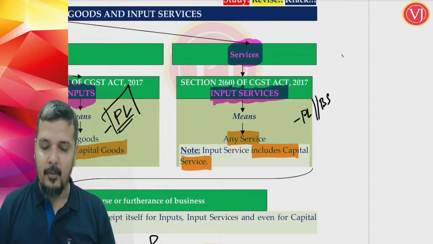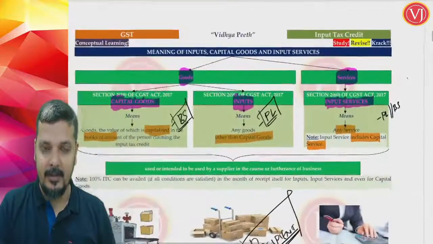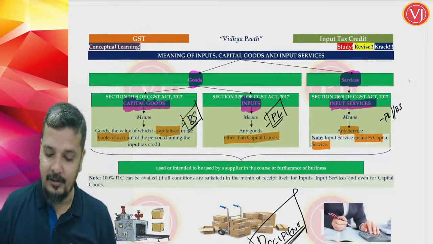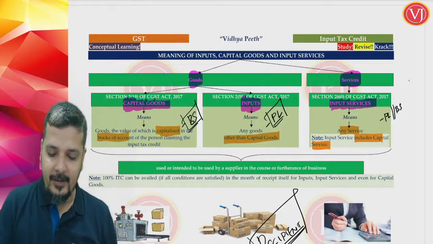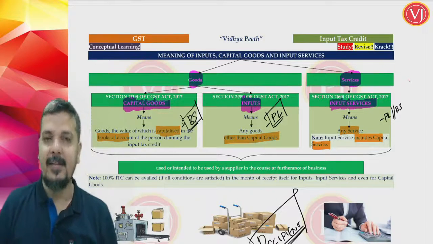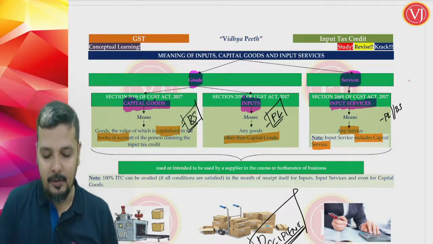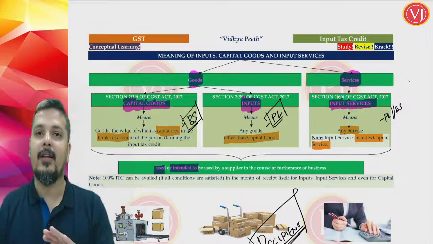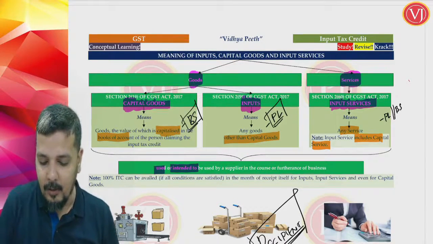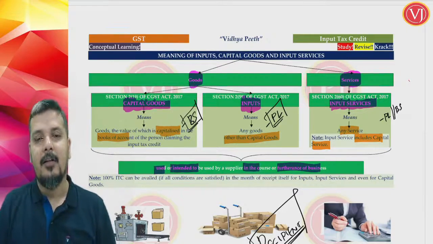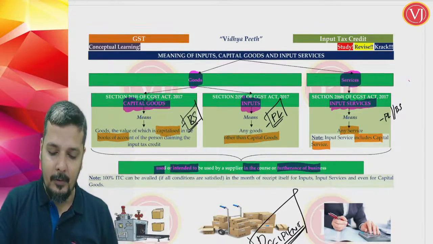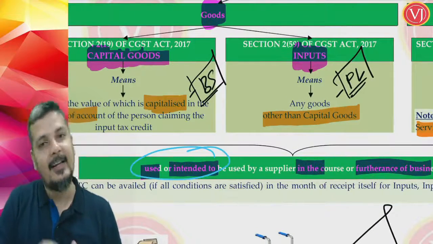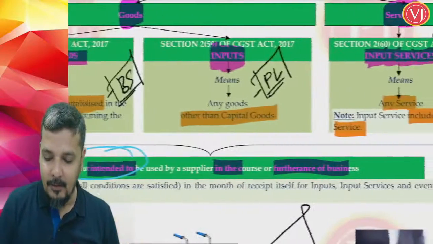Now, when you see all these three terms given in section 2 clause 19 capital goods, section 2 clause 59 inputs and section 2 clause 60 input services, there is a common condition that these capital goods, inputs, input services should be used or intended to be used. Either they are actually used or the intention is to use them in course or furtherance of business. There's a huge difference. If you look at the language, they are telling that it should be used or intended to be used, present as well as future, in course or furtherance of business.